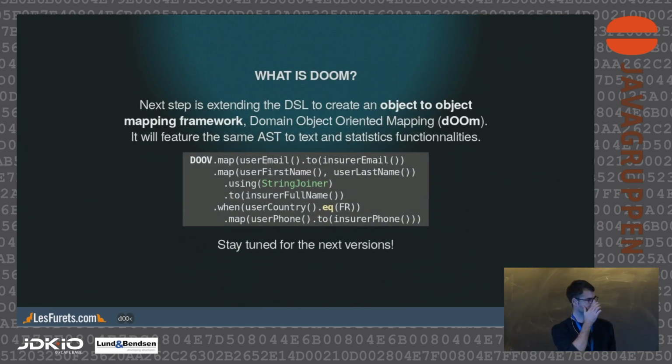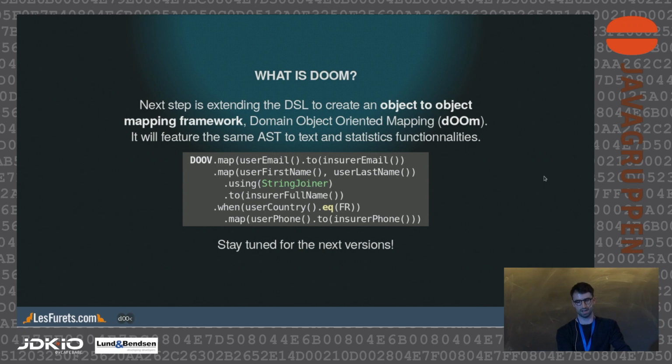So what is DOOM? It's in beta right now. We're kind of using it in production, but it's not all there yet. It's an object-to-object mapping framework. It stands for Domain Object-Oriented Mapping, so DOOM. It features the same AST to text and statistics functionality as dOOv.